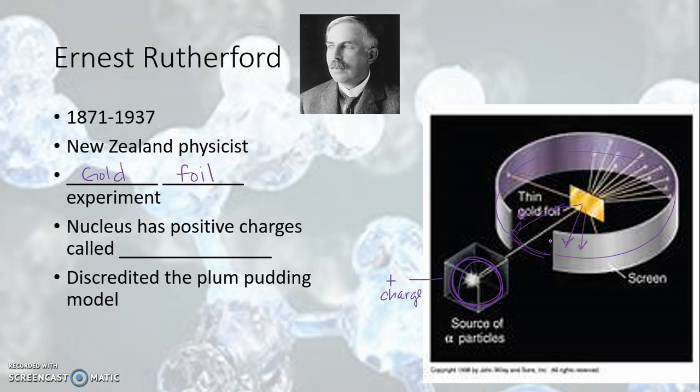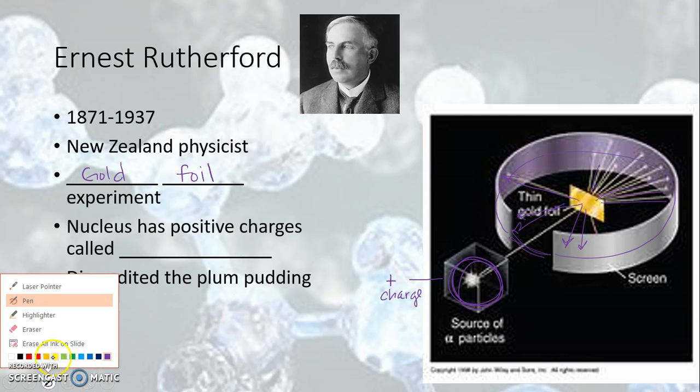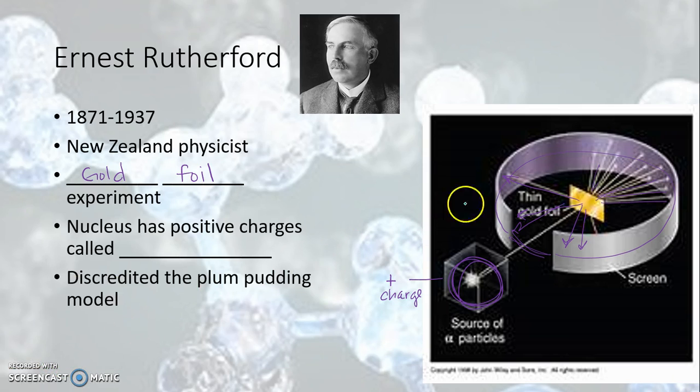Well, what he found out was that a good majority of them went through, and they were going through towards the back. They were being slightly deflected. Some of them were deflected to the side. You can't really see that color, I'm sorry. Let's do green. I like green. All right. Some of them were deflected to the side. Some of them came to this side. Some of them would come back to the ear. But the majority of them went straight through.